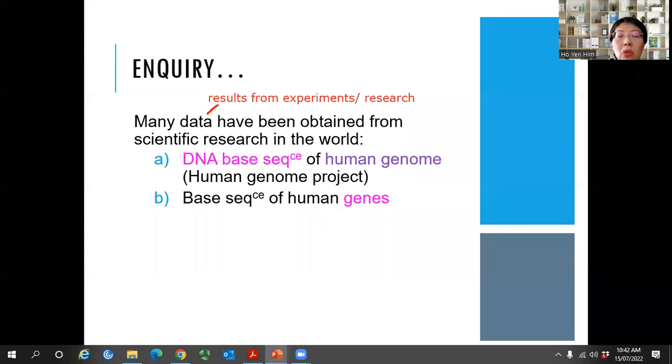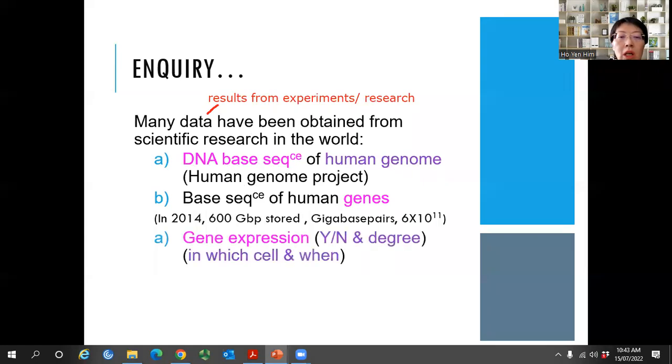And there are scientists that also study gene expression, right? So whether yes it is expressed, no it is not expressed, and the degree of expression, in which cell it is being expressed, and when it is being expressed, especially during development of the embryo, for example. In which cell means whether a normal cell or a disease cell, for example.